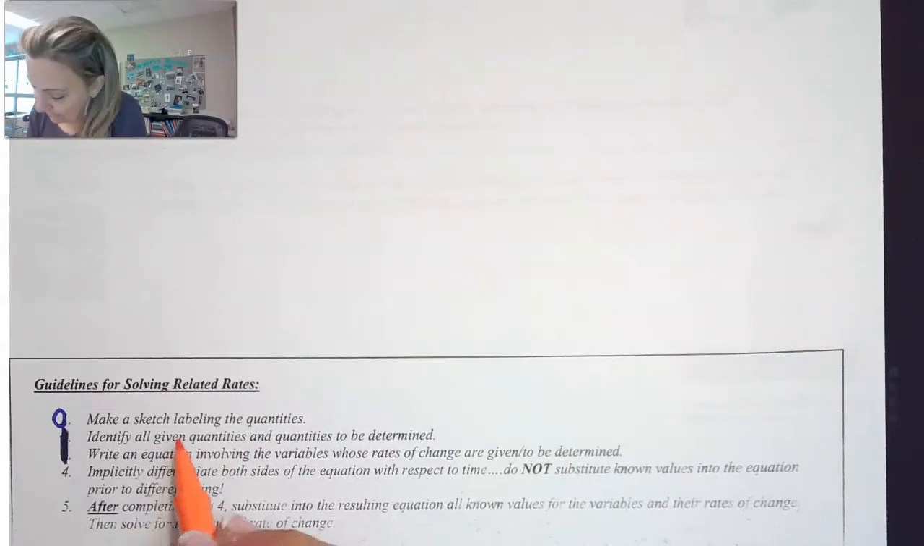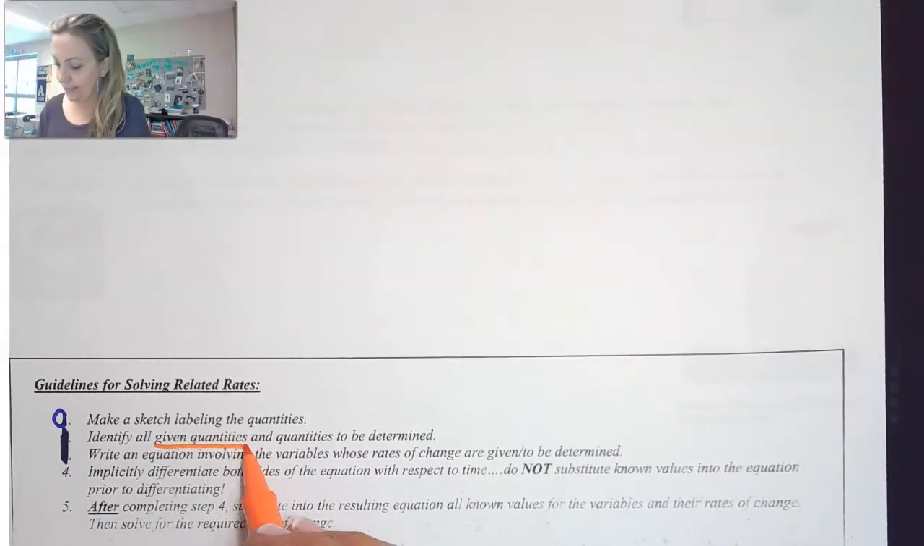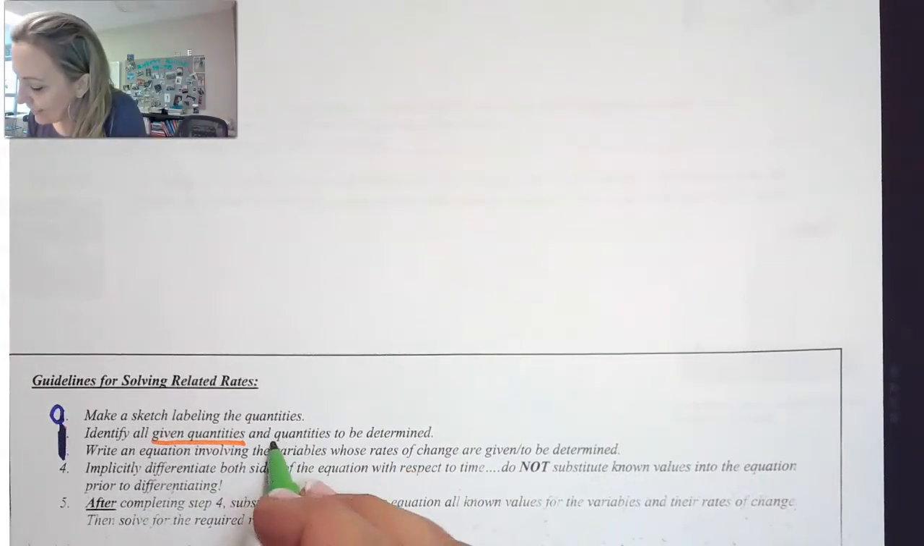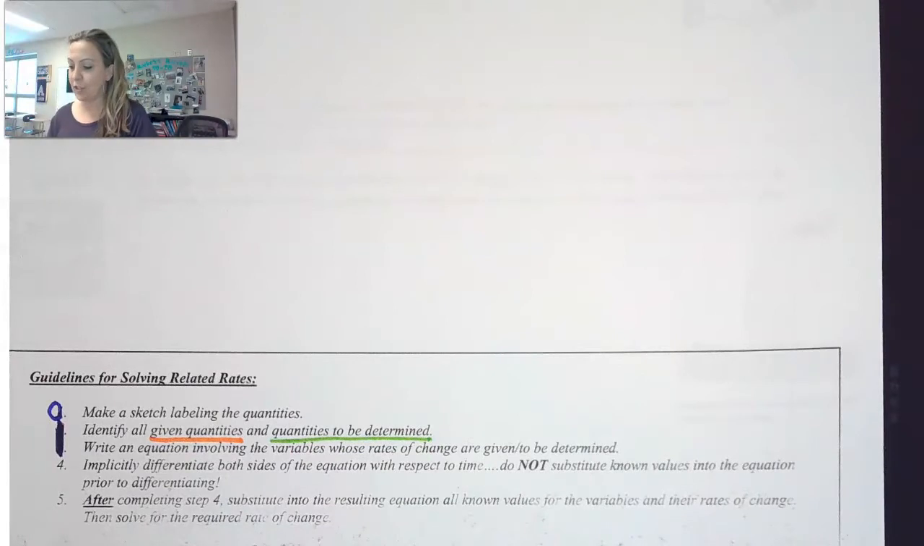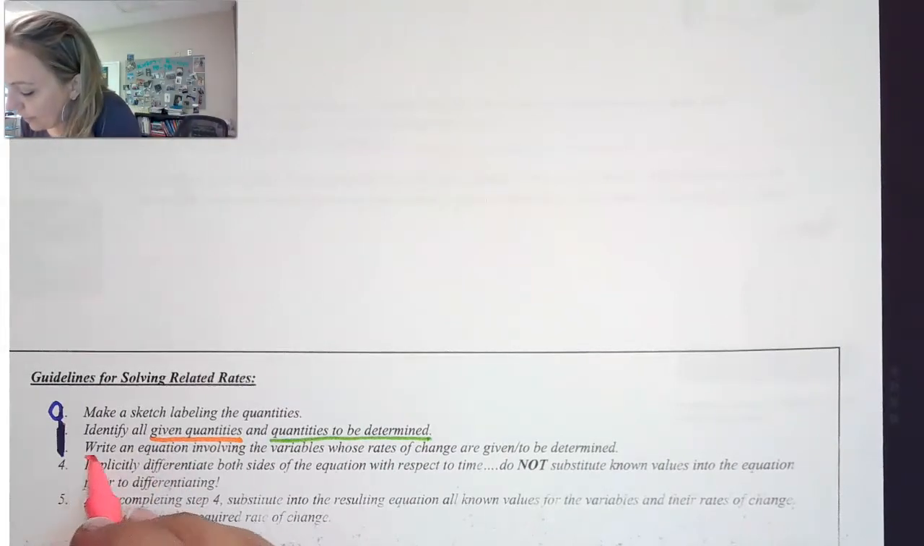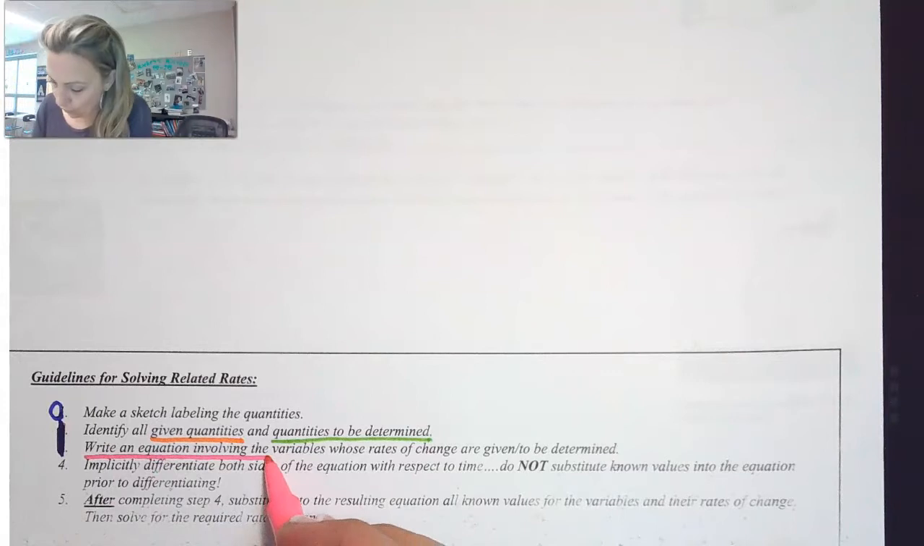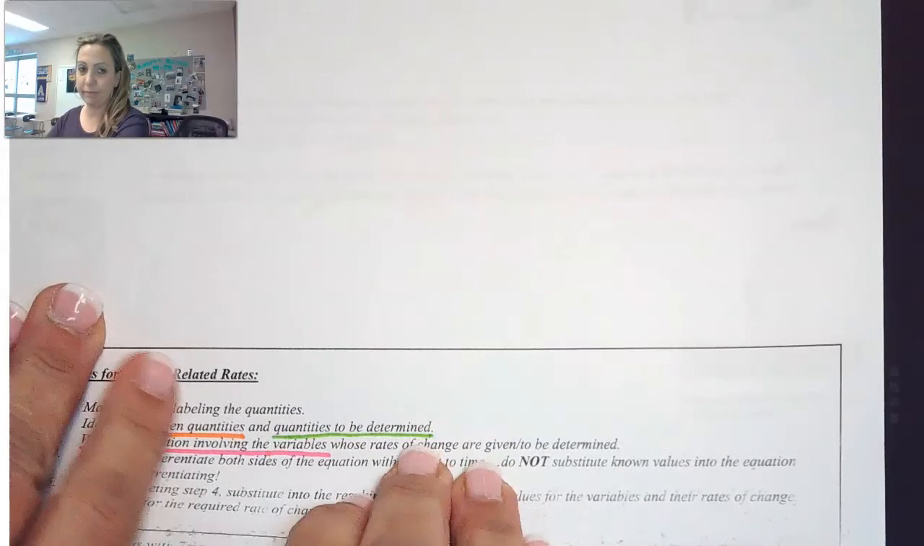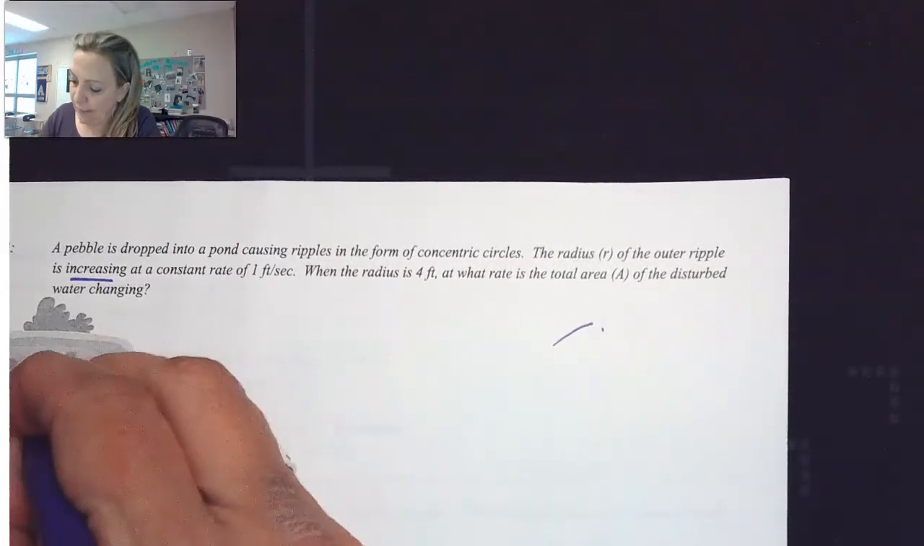We're going to identify all given quantities, so everything that we're being told that we know, and we're going to look at the quantities to be determined, like what we want to find. At that point, I also am going to include in that step to write an equation involving the variables that we can use. So that's our step 1, to organize our information. Again, step 0 is to draw a pic if possible.